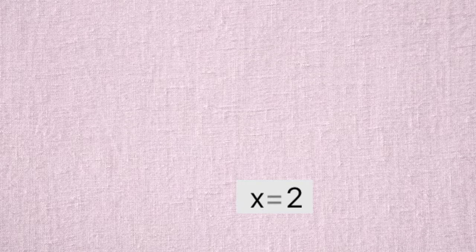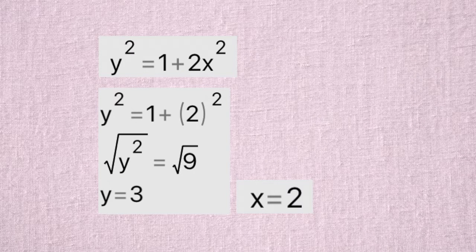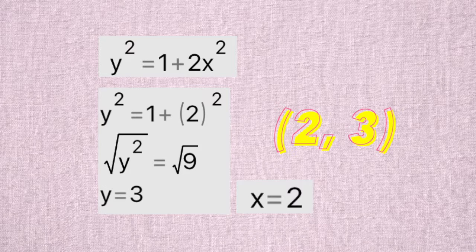So we now get the value of x. We can now substitute it to the second equation, which was y squared equals 1 plus 2x squared. y squared equals 1 plus quantity 2 squared. The answer will be y squared equals 9. But since the y was squared, we need to find the square root of it. So square root of y squared equals square root of 9 is now y equals 3. So the coordinates are now 2 and 3.